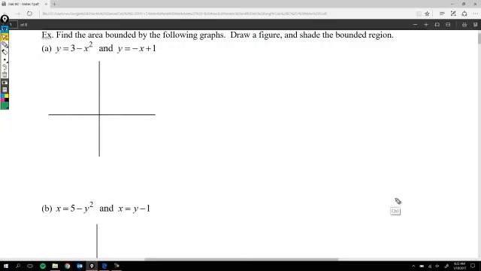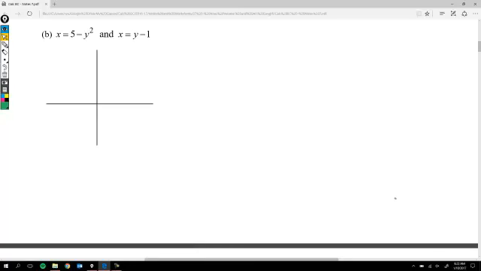All right, let's try another one. This time these are in terms of y. One function is a parabola, one function is linear, just like in the example I did earlier. Right here I have a parabola with an x-intercept of 5. And then right here I have a linear function with an x-intercept of 1. Sorry, x-intercept of -1, I should say.